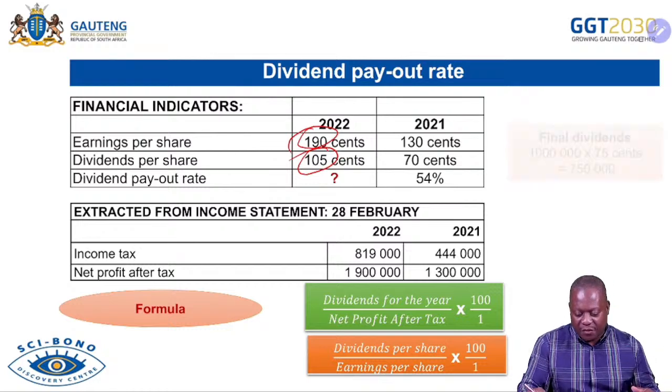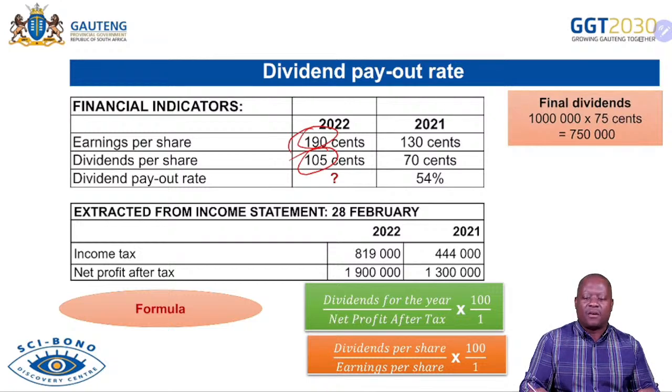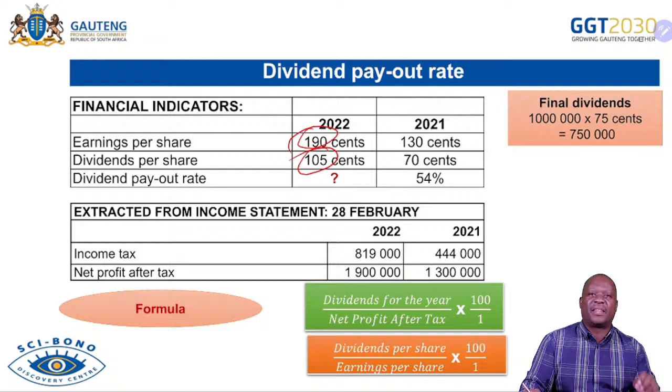Now let's deal with the first one first. For this one to work, we need to remember the final dividend. Remember, the final dividend was 75 cents per share, and we had issued 1 million shares, so it gave us 750,000.